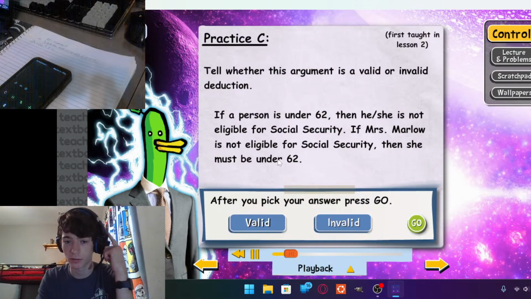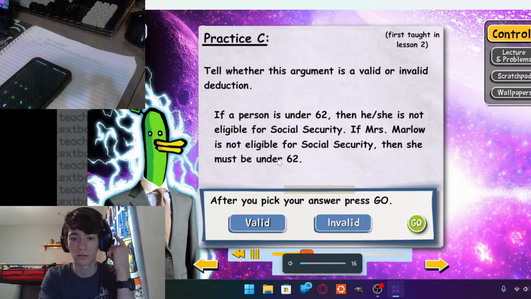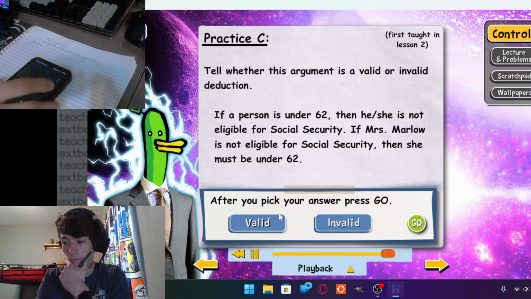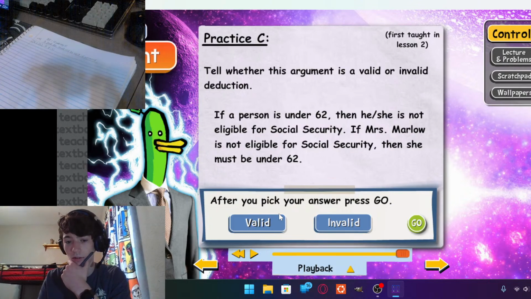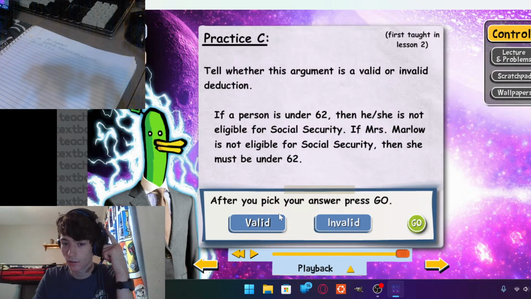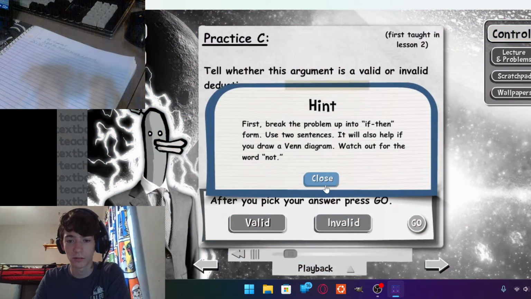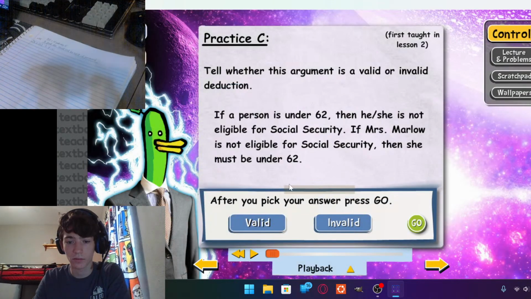You need to tell whether this argument is a valid or invalid deduction. If a person is under 62, then he or she is not eligible for Social Security. If Mrs. Marlowe is not eligible for Social Security, then she must be under 62. Okay, let's just think about this. There's other reasons other than age that might be why they're not eligible. First, break the problem up into if-then. I'm gonna say invalid. Excellent.